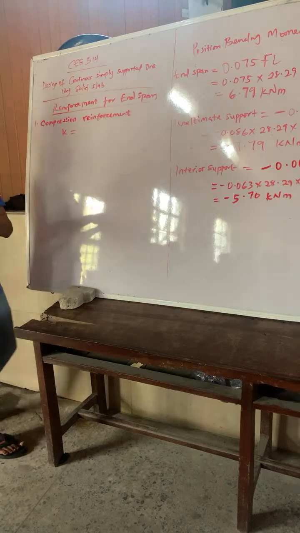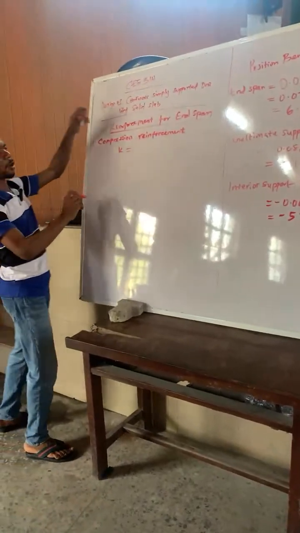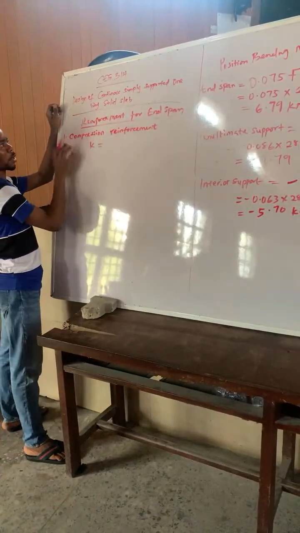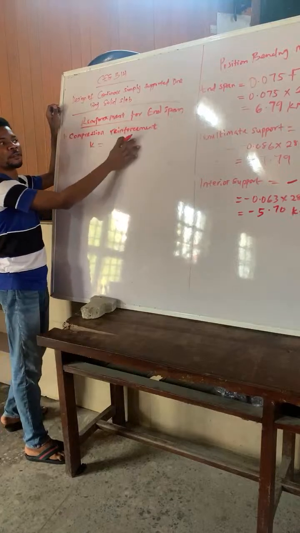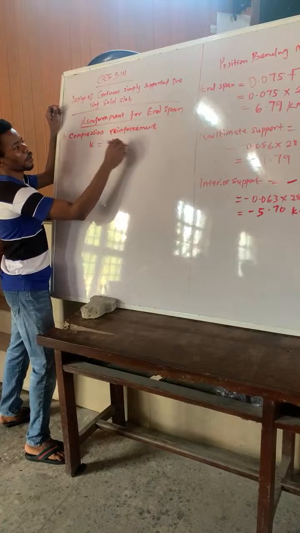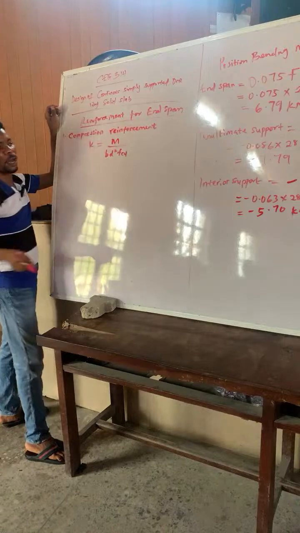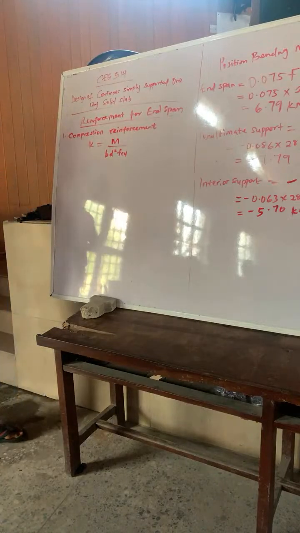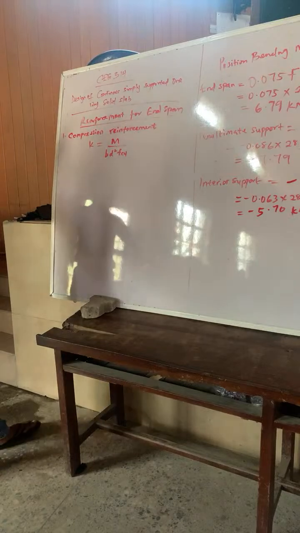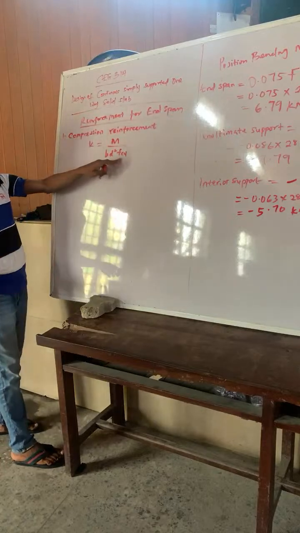Okay, guys, let's move on. Please listen. Under reinforcement, we have to calculate for our compression reinforcement, which is K. Then the formula is K equals M over B D square FCU. This is the formula. All the formulas that we have been using are in our BS code.